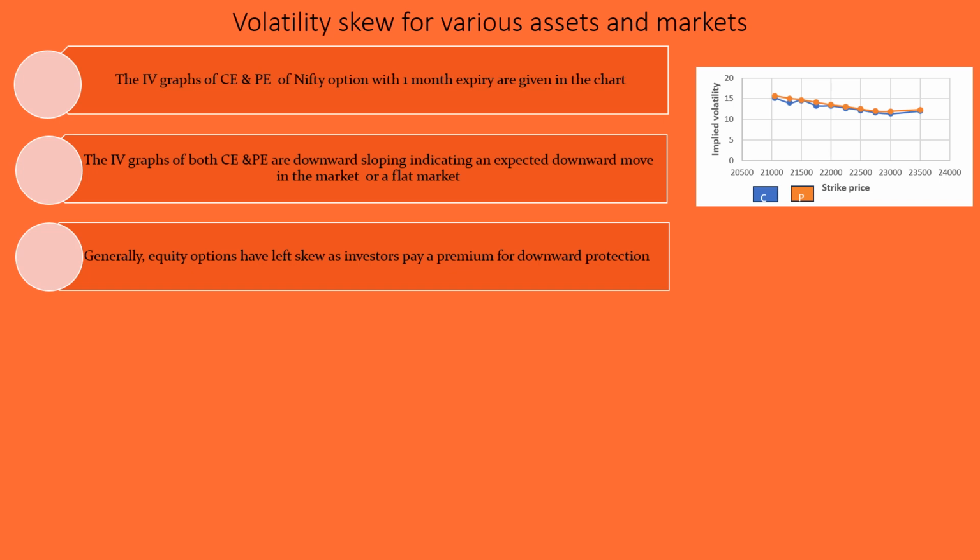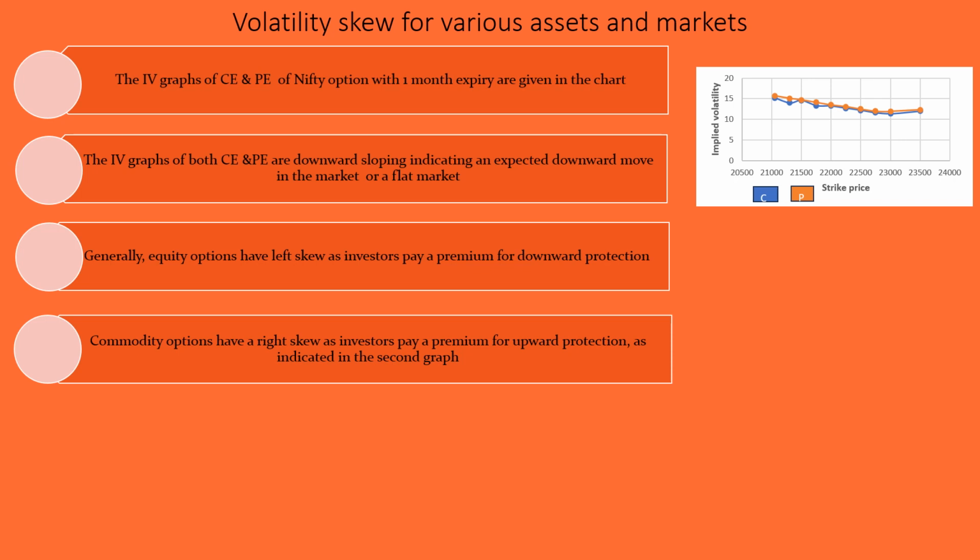As during a crisis situation, people sell equity and move to safer assets, so generally equity options have a left skew as investors pay a premium for downward protection. However, during a crisis situation, prices of some essential commodities move up. So commodity options have a right skew as investors pay a premium for upward protection, as indicated in the second graph for crude oil.